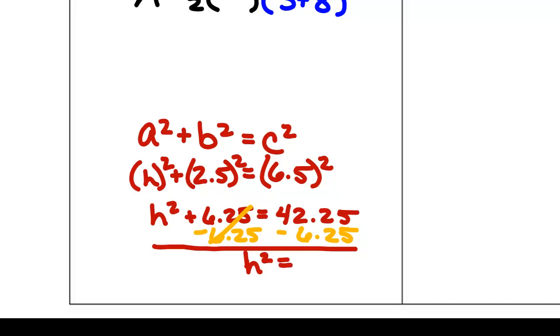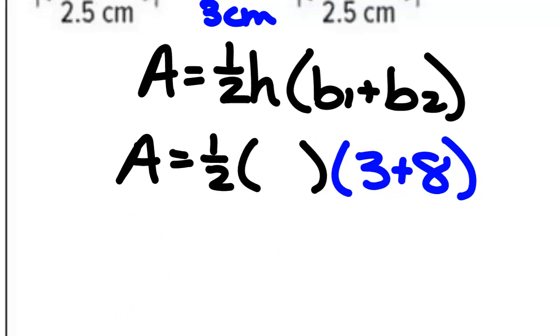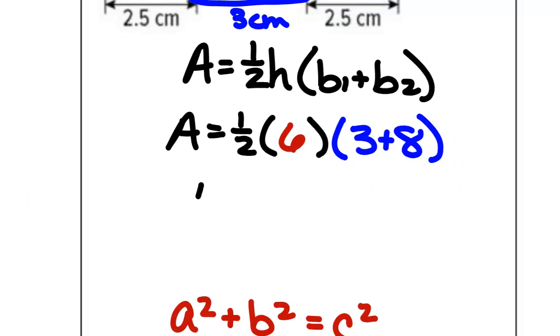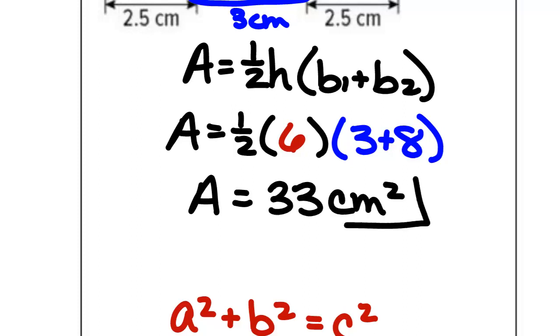$42.25 minus 6.25. How much? Super close. 36. And then we square root both sides to get h all by itself. What is the square root of 36? 6. So my height is 6. That's what we're going to put in for h up here. And now I can take that and pop that all into my calculator. I get an area of 33 centimeters squared.